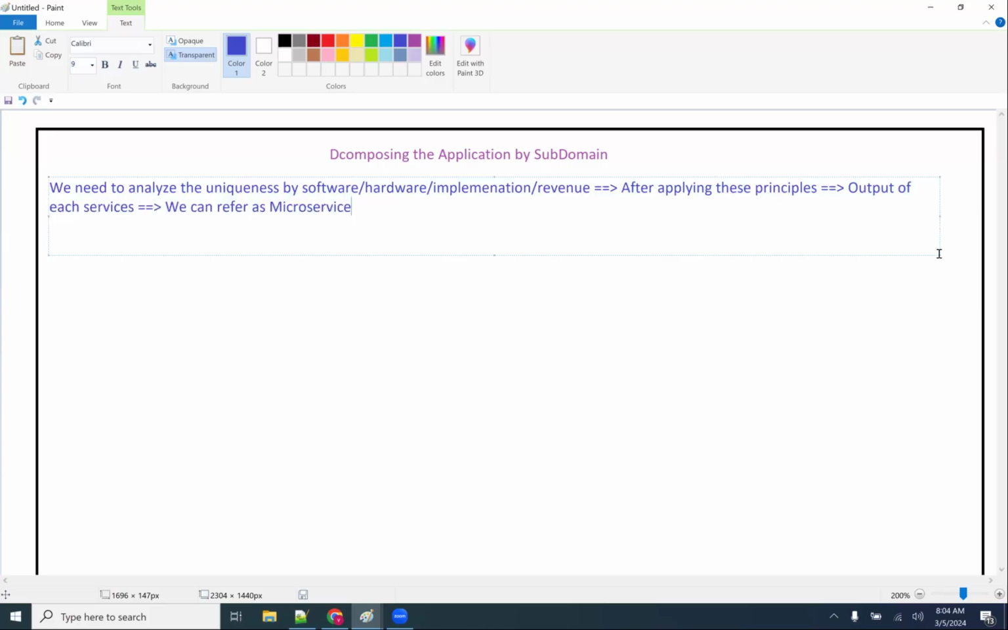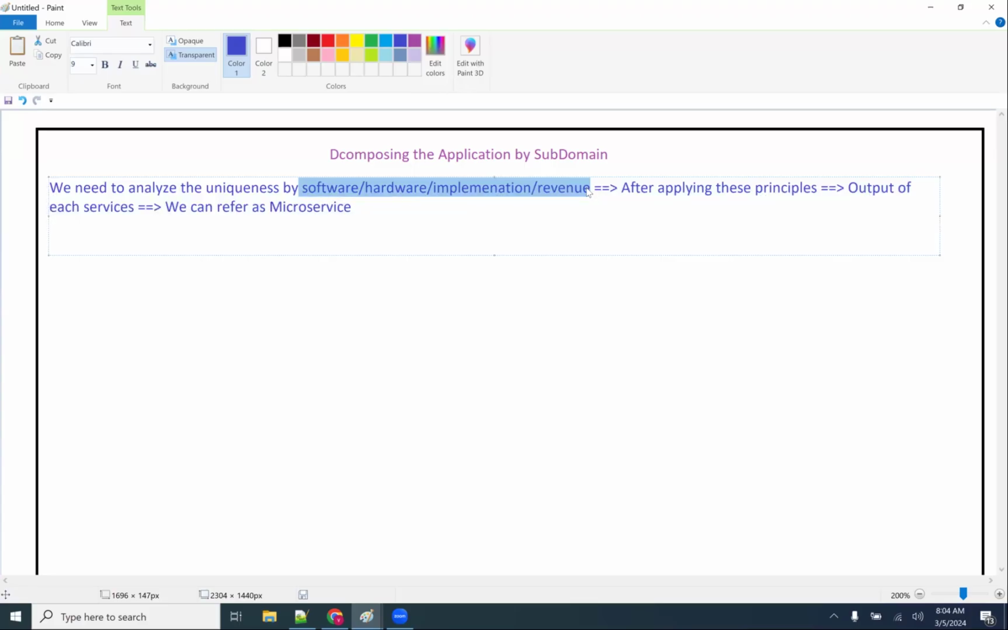Business capability and subdomain, which results in a microservice. Okay, sir, what is the meaning of software? What is the meaning of hardware? What's the meaning of implementation? What exactly do we refer to as revenue? That I am going to discuss now with this example.